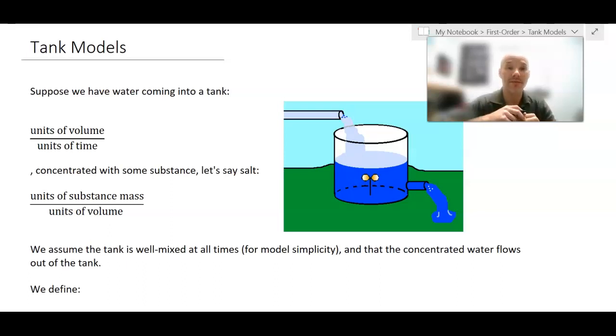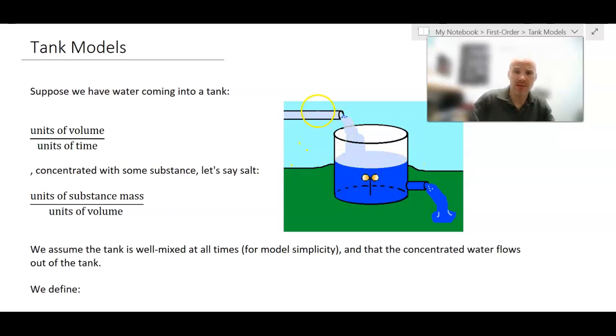One great application of differential equations is what we call the tank model, or the bathtub analogy that we might have seen before, where something flows into some sort of tank. It could be a cistern, a bucket, a barrel, or some sort of mixing tank, and potentially there's water flowing out.